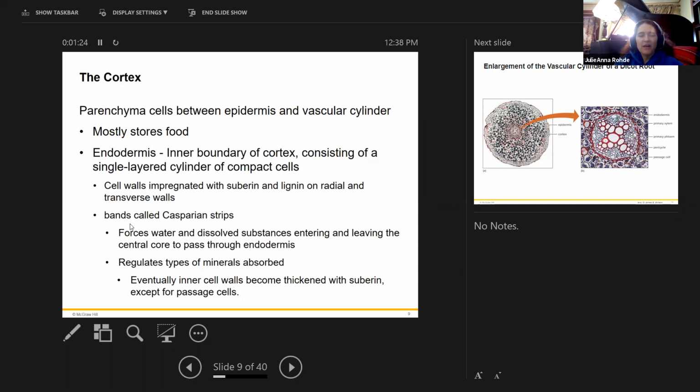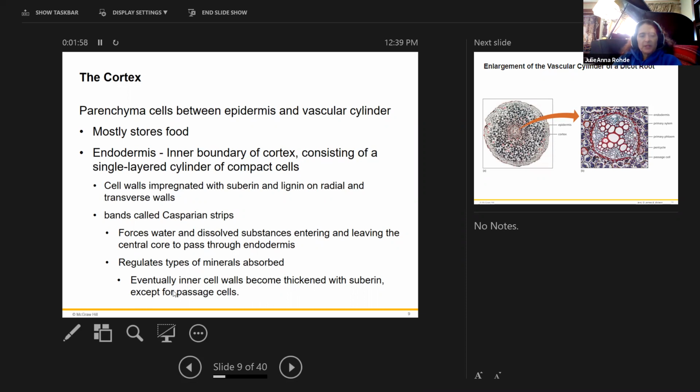In this, we also have bands called Casparian strips. And the next slide is going to give you some visuals on these. So if you're like, wow, I'm getting so lost in these terms, hopefully it'll get clarified. As you can kind of see, the next slide coming up there has got a diagram. So what these do is they force water and dissolved substances that are entering and leaving the central core to pass through the endodermis. Okay, and that regulates the types of minerals absorbed.